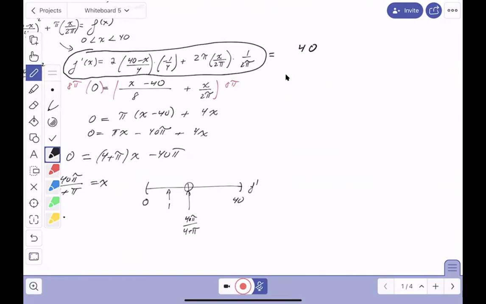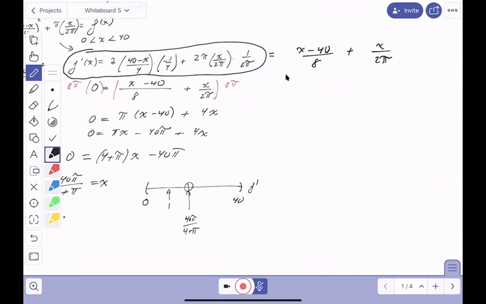Oh, you know what? I guess I did simplify it. Let me put that down for you. I'll write it over here. Just give me 1 second to back up a little bit. And again, your skills in algebra are really kind of necessary for you to do this. I've already done the work, so it's going to be x minus 40 over 8 plus x over 2 pi.